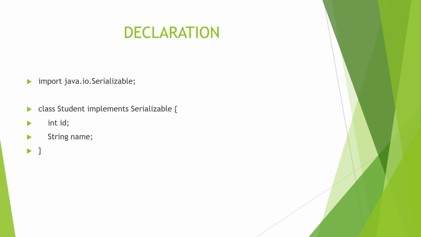So let's see the declaration of this Serializable interface. First of all, in the very first line, you can see that we are importing the java.io.Serializable package. After that, they have taken a class, the Student class, which implements Serializable, and within that class they have declared two variables. One is id, which is an int, and another one is name, which is a String.